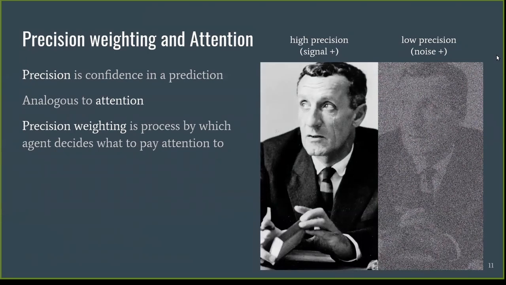So on the right, you'll see two images of the French philosopher Maurice Merleau-Ponty. The one on the left has higher precision and also a better signal-to-noise ratio. And the one on the right has lower precision and more noise. So you'll notice that attention will tend to be drawn to the one on the left because it's more informative than the one on the right.